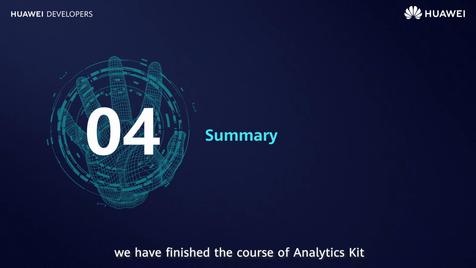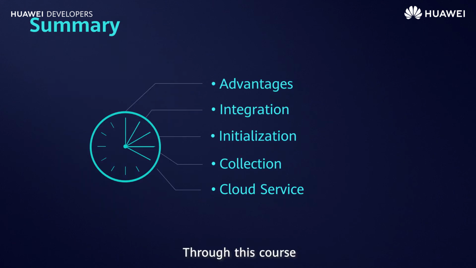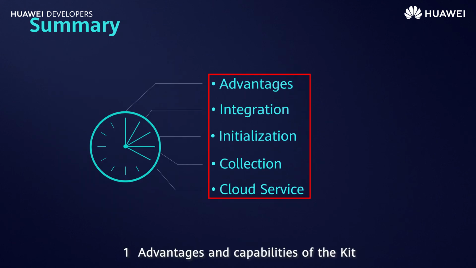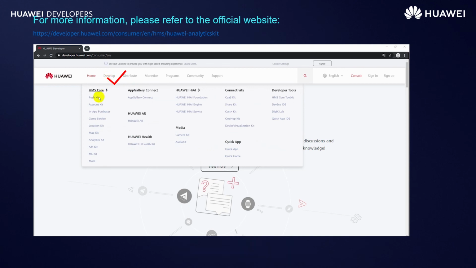So far, we have finished the course of Analytics Kit. Now let's come to the summary. Through this course, we've learned 1. Advantages and capabilities of the kit. 2. How to integrate the kit. 3. How to initialize the kit. 4. Event reporting. 5. Usage of key cloud functions. For more information, please go to the official website of Huawei developers.